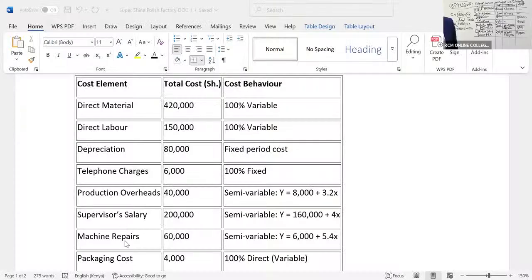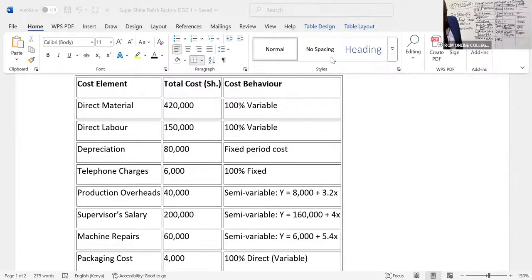So we go to machine repairs. For machine repairs, they have given me 60,000. Now I'll be able to simplify this, because out of 60,000, you can see 6,000 is fixed.